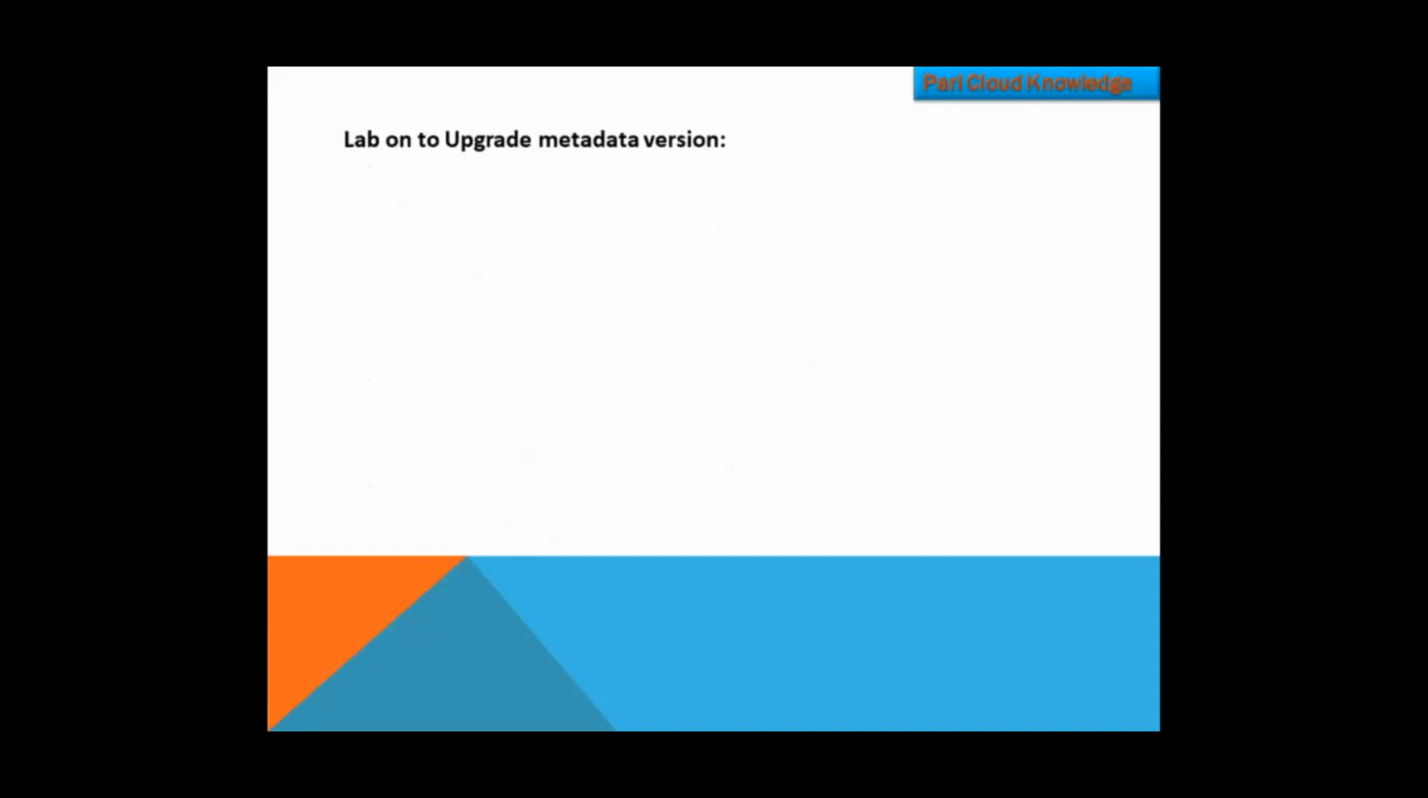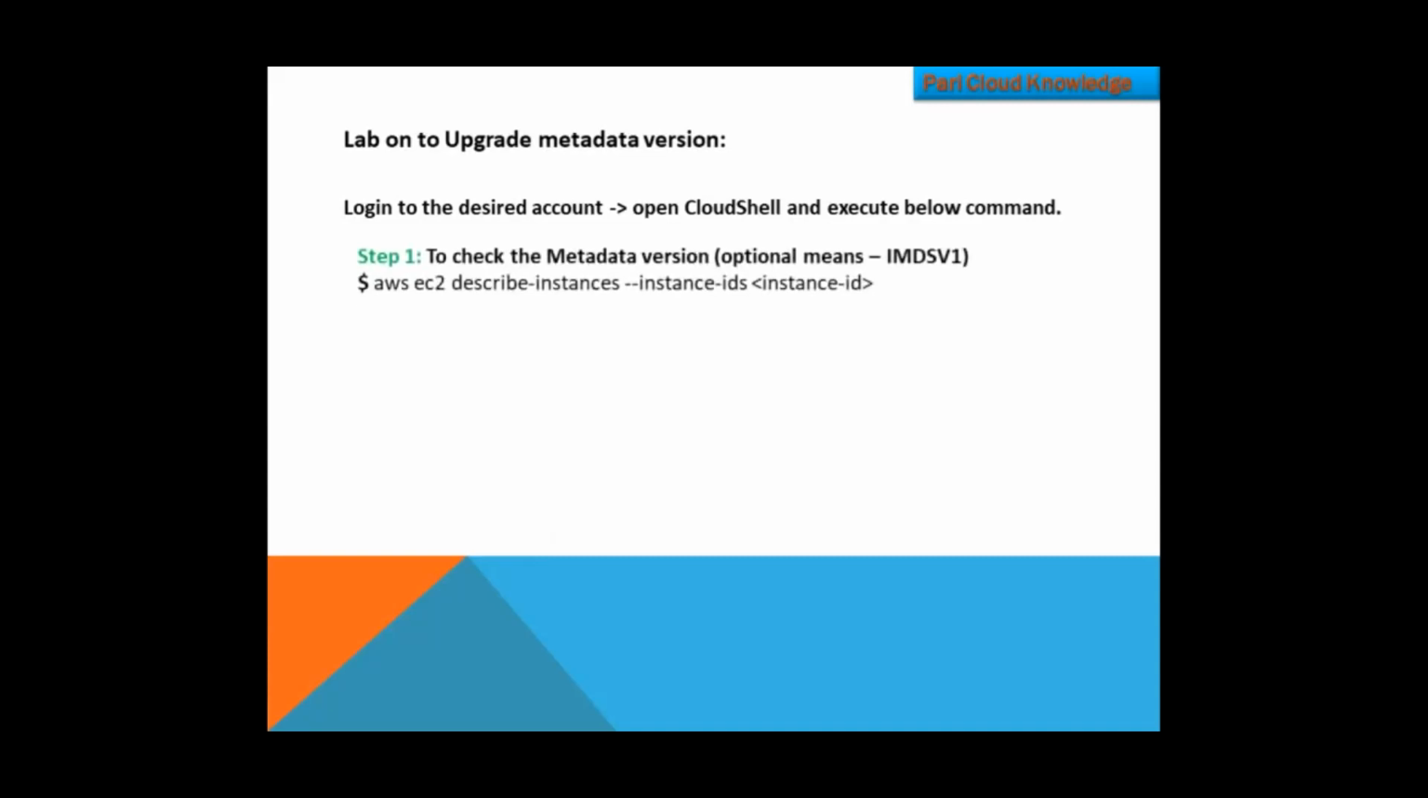So now let's discuss the lab part: the lab on upgrading the metadata version. Go to the console and log into the desired account, like prod or non-prod, whichever you have. If you have only a master account, you can log into the master account, open Cloud Shell and execute the below commands. The first step, if you want to check the metadata version, is to run aws ec2 describe-instances --instance-id and then the instance ID here.